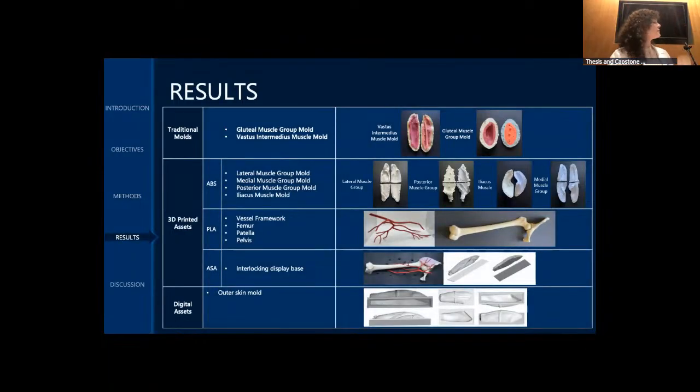These are the results of my efforts. Not only do I have the six muscle group molds that you see on the top, I also 3D printed the vessel framework, the femur, patella, and pelvis in PLA, and an interlocking display base in ASA, as well as a digital design of the outer skin mold.